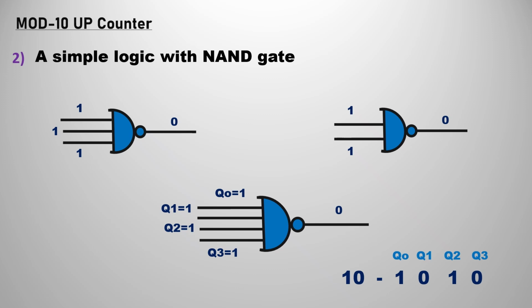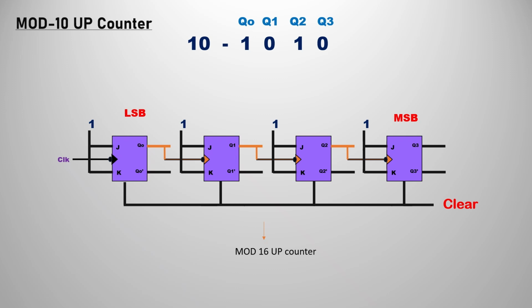Your 10 is 1010. So let's see how to have all the inputs as 1111 and how to produce the clear output with the help of the NAND gate. For that also we are going to start with a mod 16 counter. In this we will make some changes so that it becomes a mod 10 counter with the help of a NAND gate. So let's see how to do that.